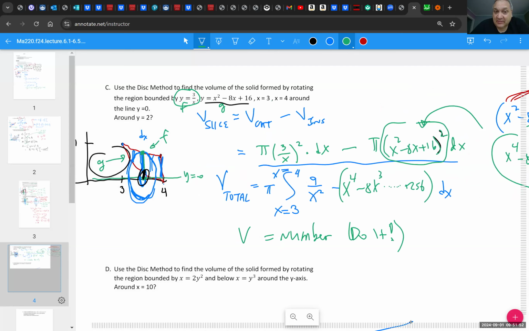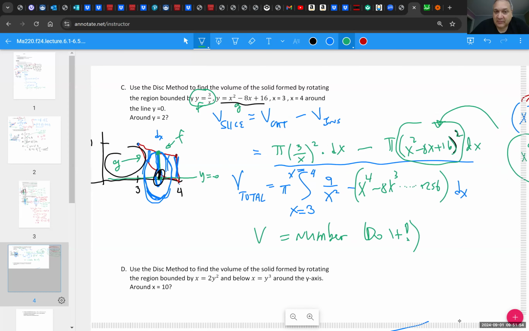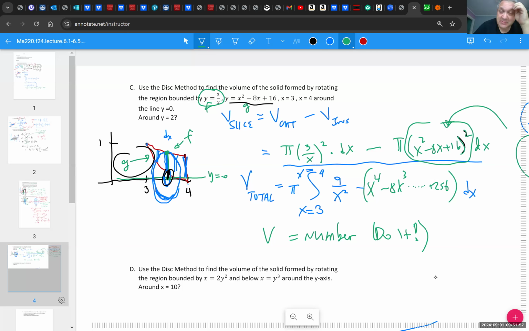All right, but what about the second part of this problem? I did mention it briefly, but I didn't emphasize it. This is finding the volume of the solid formed by this region around the line y equals 0, but there's a follow-up. What if we revolve it around y equals 2? So our axis of revolution is no longer y equals 0. Our axis of revolution is y equals 2.